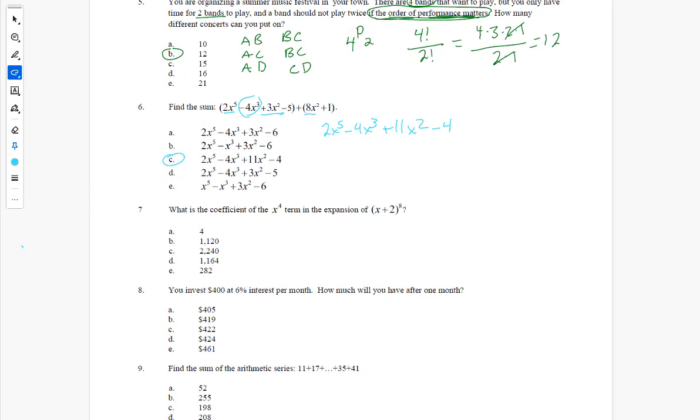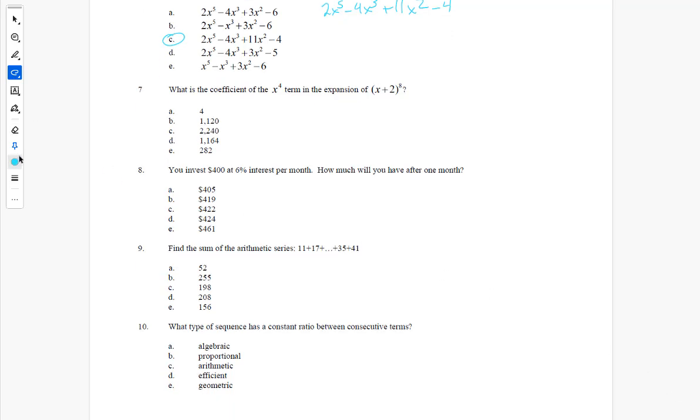Okay, next one. Number 7. Let's see what we got here. This is a binomial expansion, and it takes a little bit to do right here. What is the coefficient of x to the 4th in the term of this expansion?